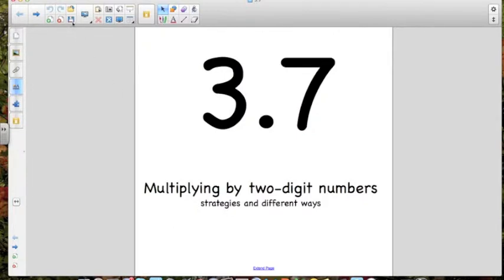So today we are going to talk about lesson 3.7, which is multiplying by two-digit numbers. There's a couple different ways that we're going to go through the same problem. We would like you to be able to do each of the strategies so that you can become more comfortable with one of them. Some of them are more time-consuming, although they may lead to fewer computational errors. So let's look at the first one.